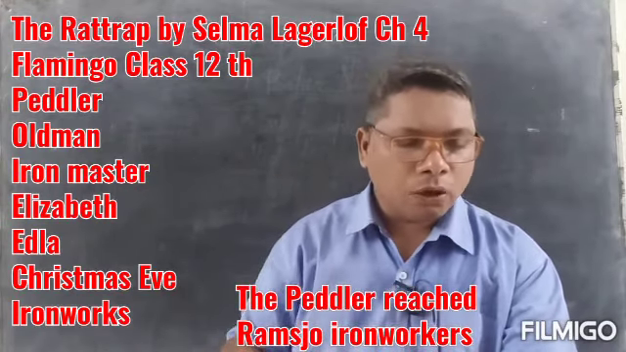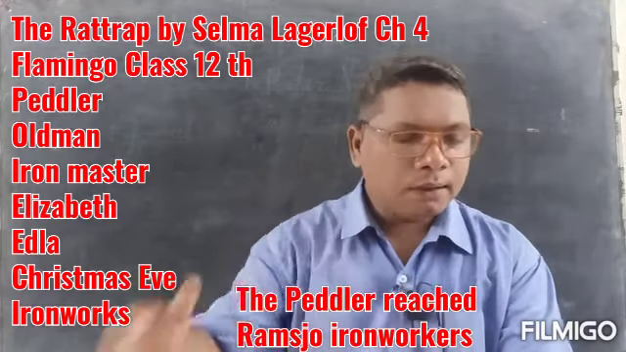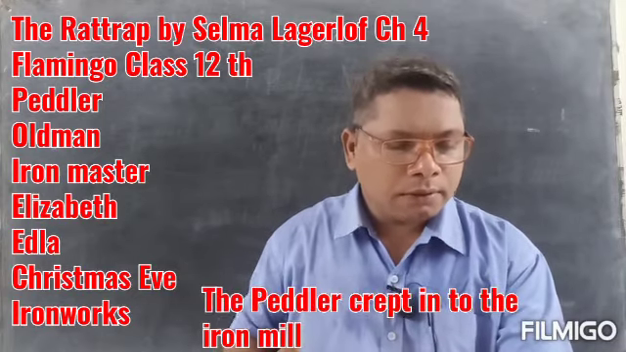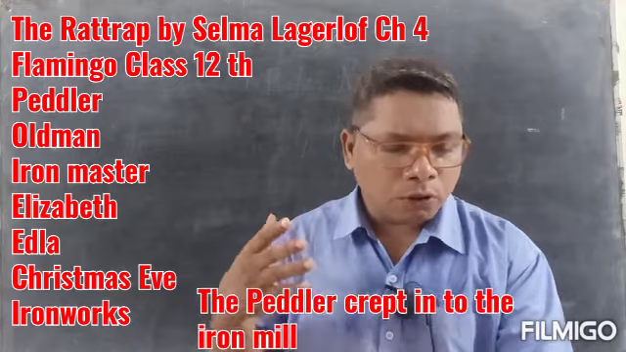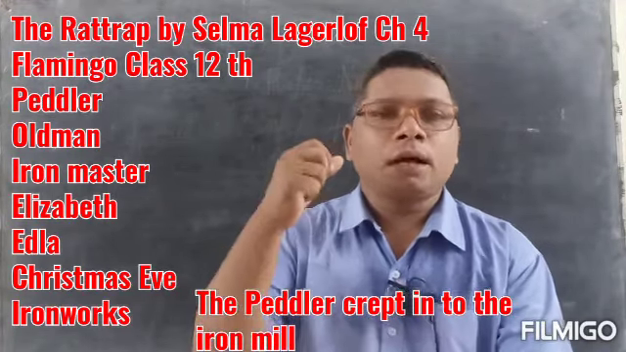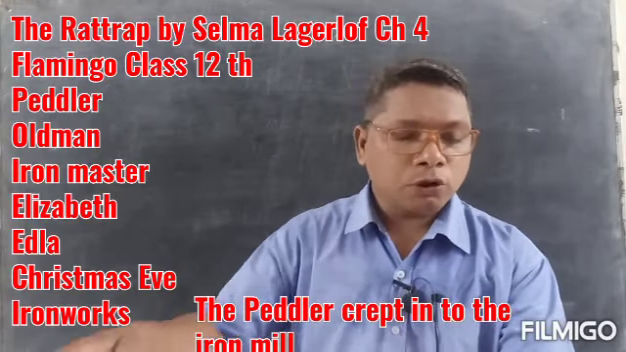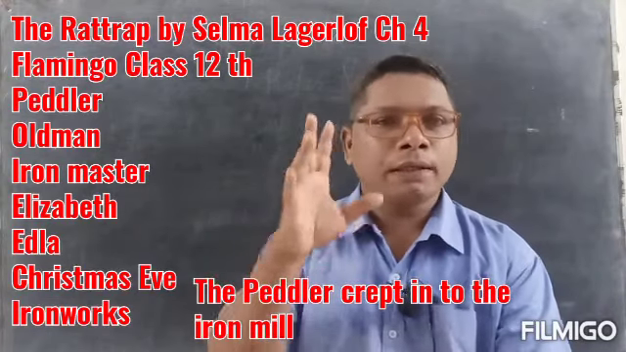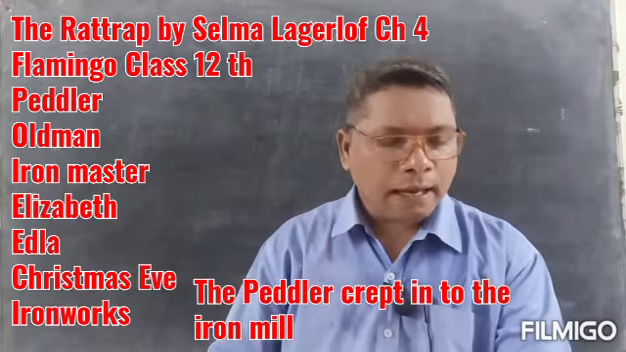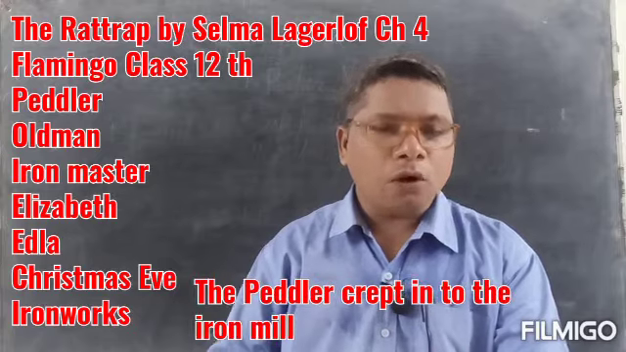Somehow he followed and reached the iron mill, and he also gathered his strength and walked in the direction of the sound. He reached there, and the Ramsjo iron workers were there, working. Most of the blacksmiths were there, those who work with iron, we call them blacksmiths. It was a little bit dark by now.